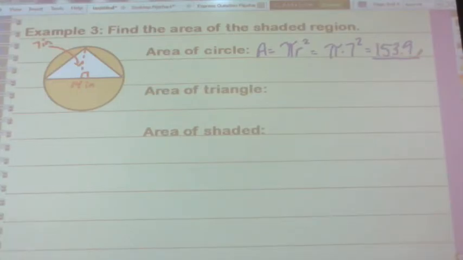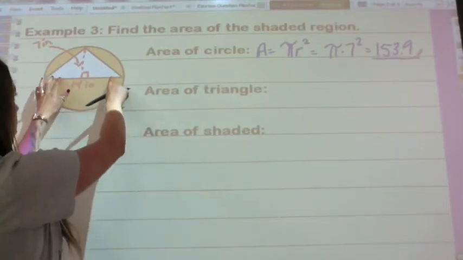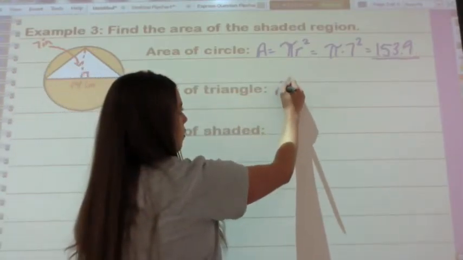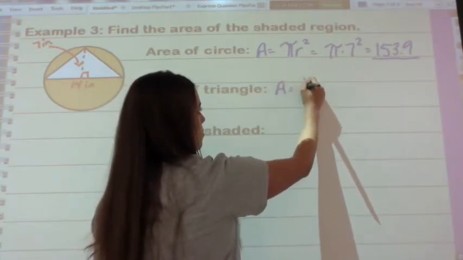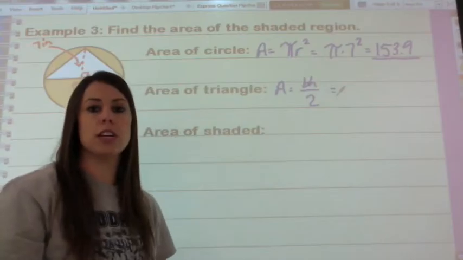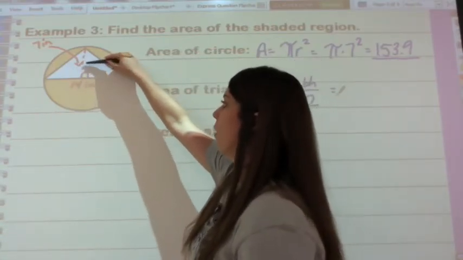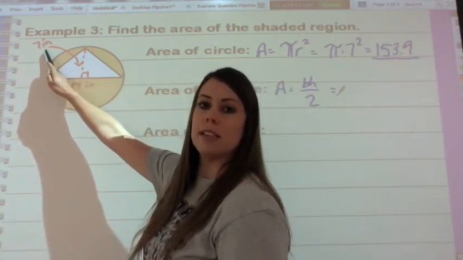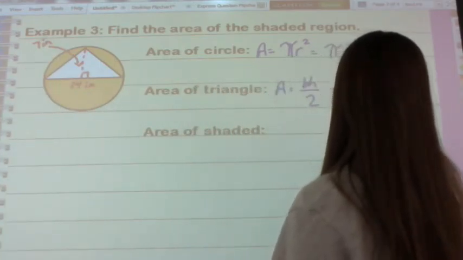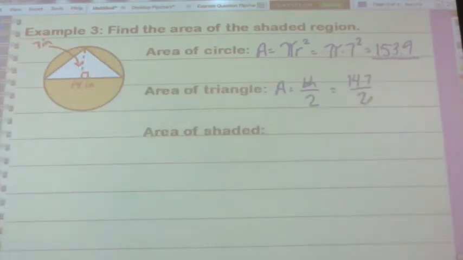Then we need to find the area of the other shape that we see, and the other shape is the triangle. The formula for area of a triangle is base times height divided by 2. Looking just at the triangle, the base is 14 and the height right here is 7. So 14 times 7 divided by 2, you get 49.